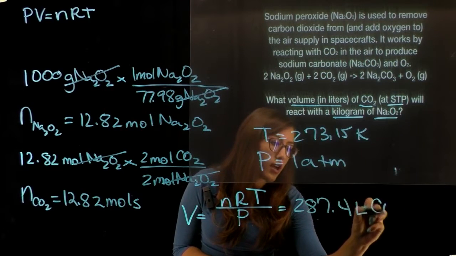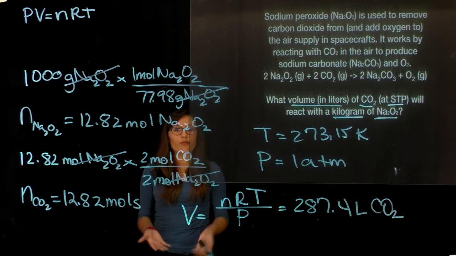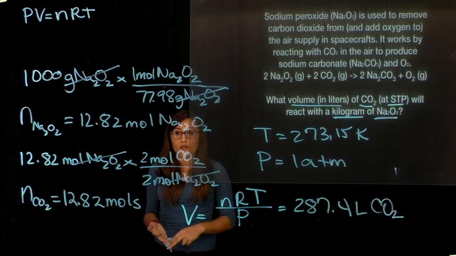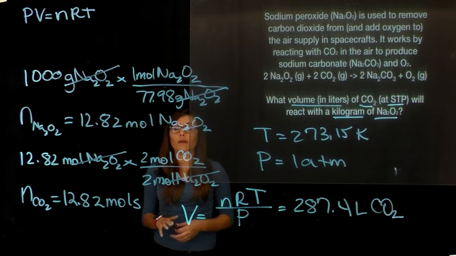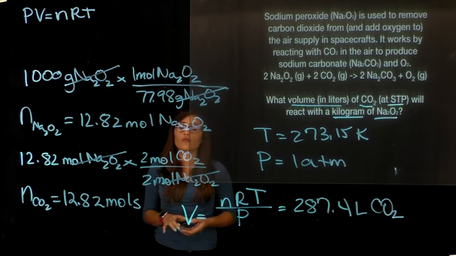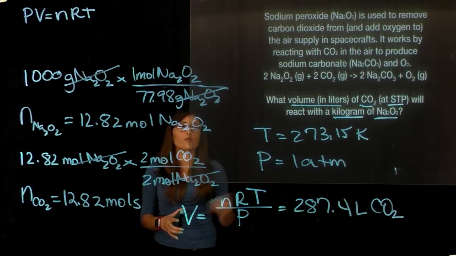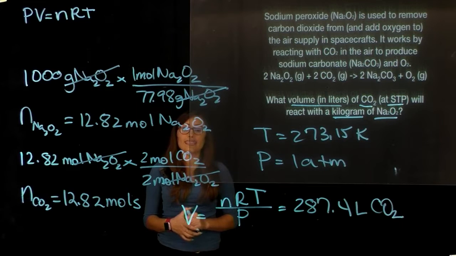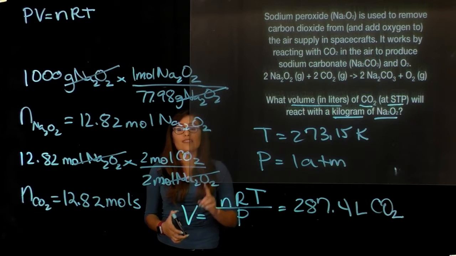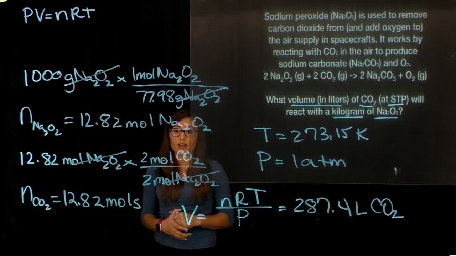287.4 liters of CO2. So let's do a recap of what this problem is asking for, how we solved it, and how we went about it. So they tell us the following stoichiometric equation, and it's balanced. 2 moles of sodium peroxide reacts with 2 moles of CO2 to produce sodium carbonate and oxygen. They asked us what volume in liters of CO2 at standard temperature and pressure will react with a kilogram of sodium peroxide. So they give us the mass of sodium peroxide.